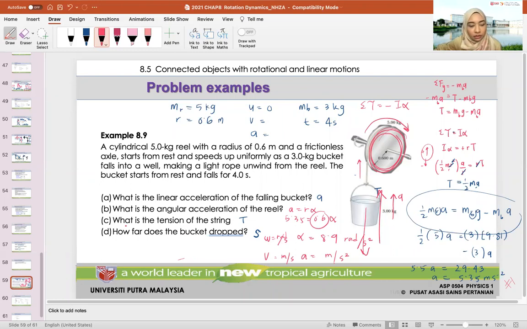What is the tension of the string? So for tension of the string, we can use T equals MBG minus MBA, or we can use T equals 1/2 MRA. So I'm inclined to use this one because it's shorter. So T equals 1/2 M reel A. So A kita dah tahu. So this is going to be 5 and this is 5.35, and you would get something in Newton because tension is a force.